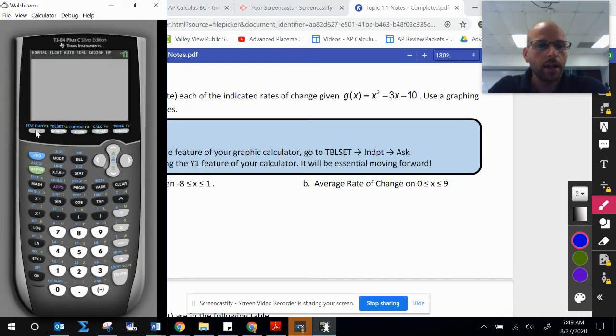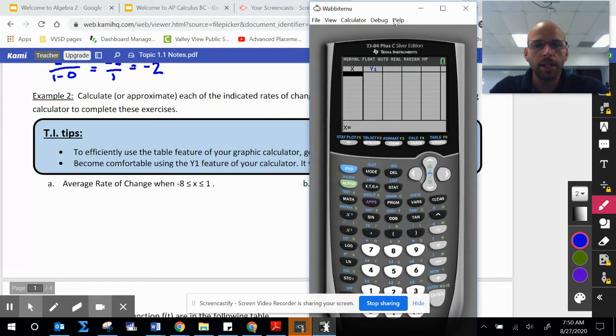And in my y equals menu, I'm going to type that function in. So x squared minus 3x minus 10. Okay, and if you go into the table set, so second and then the window button, what we can do is we can change the independent to ask. And now a lot of my students freak out because then when you go to your table of values, it's blank.